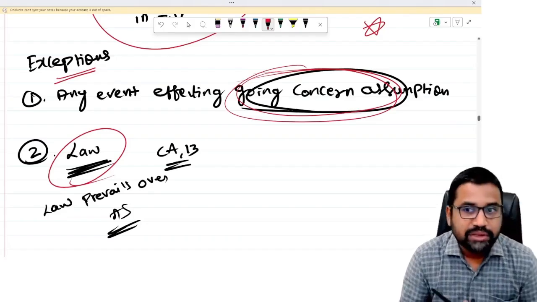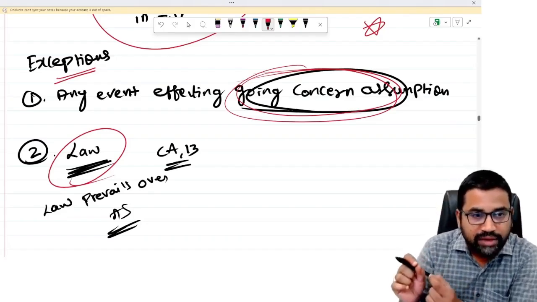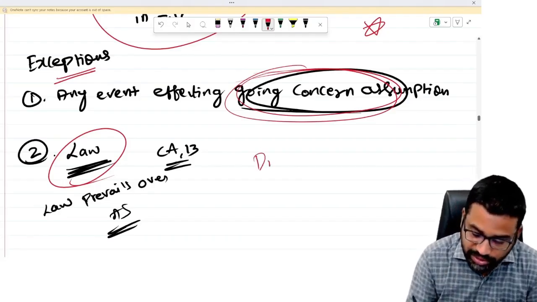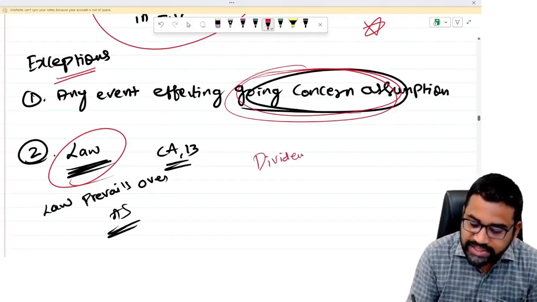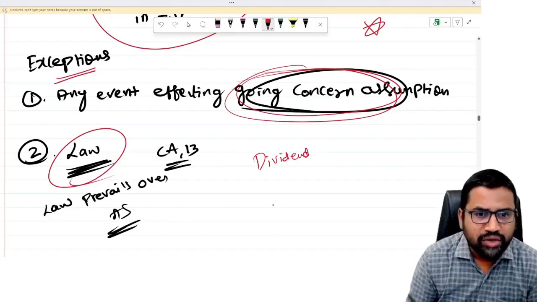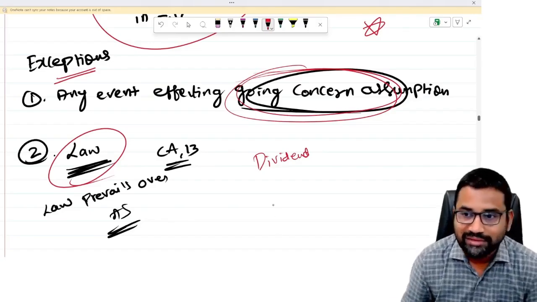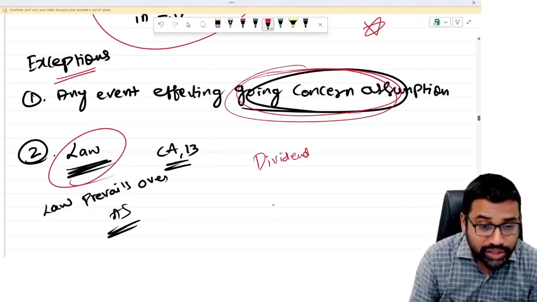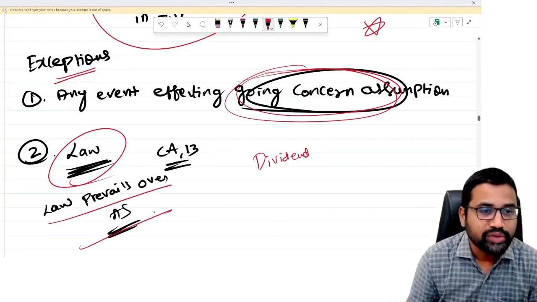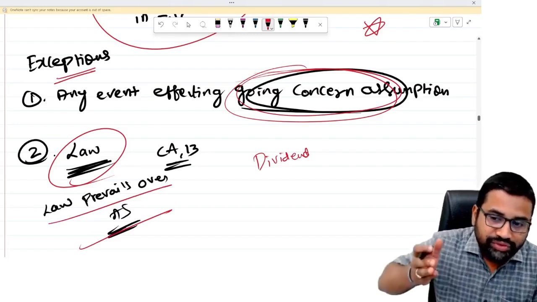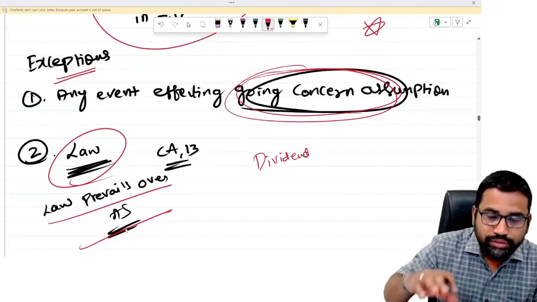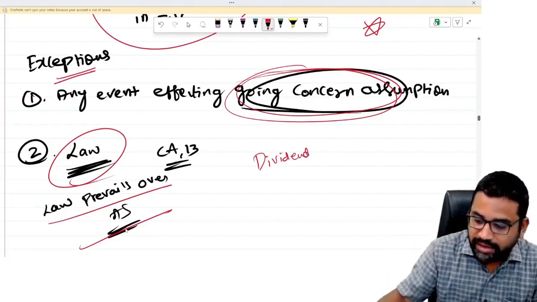Next, any event which is required by law. For example, law says you have to deal with a particular item in this manner. Dividend is the best example. They said any dividend which is declared after 31st March is a non-adjusting item. So non-adjusting only. When the law says something, you have to follow it, because you know that law will prevail over accounting standards. So if any item is to be presented in a particular manner, it has to be disclosed in that particular manner as per the law.